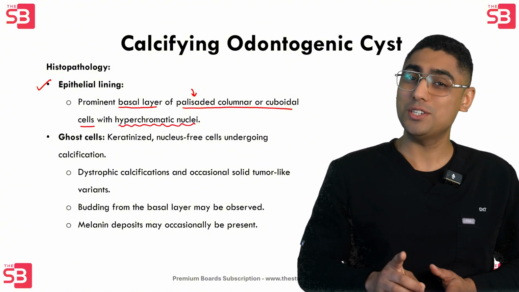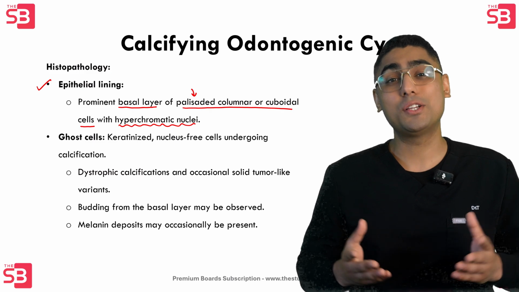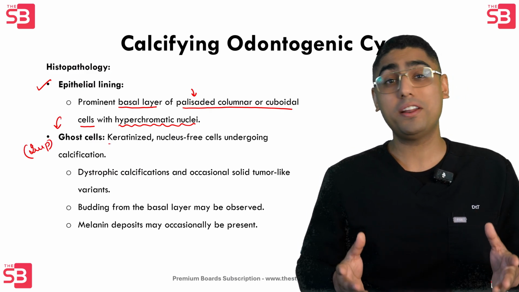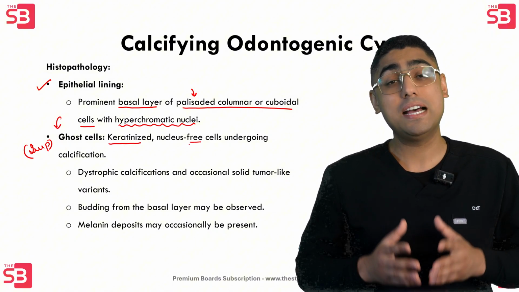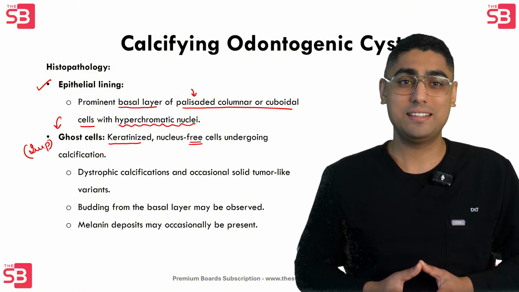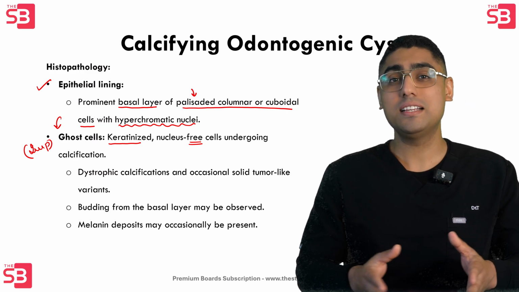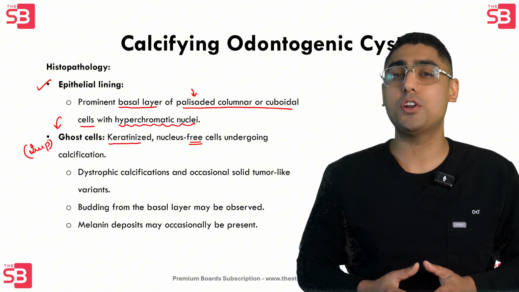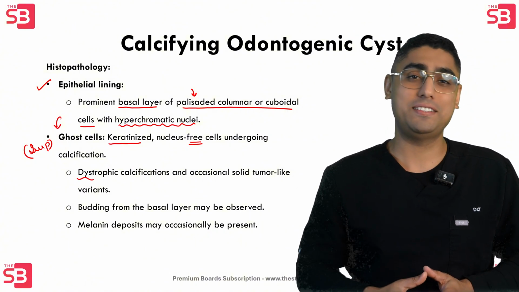Now the hallmark feature of the lesion, as we talked about, is ghost cells. And these are keratinized cells that no longer have any nuclei in them, which gives them a clear ghost-like appearance. And now these ghost cells undergo calcification, leading to small chalky deposits which are known as dystrophic calcifications.